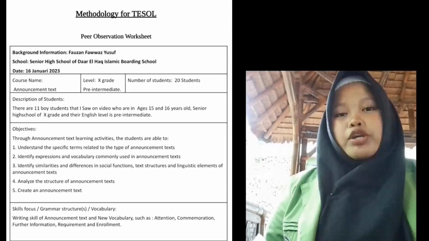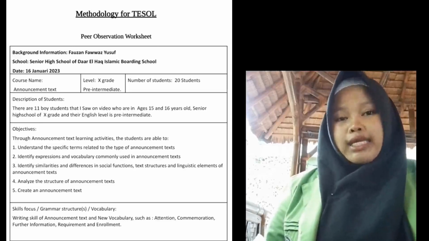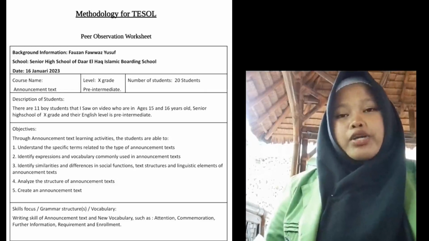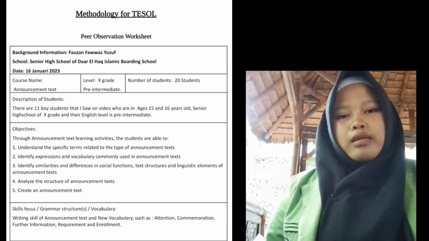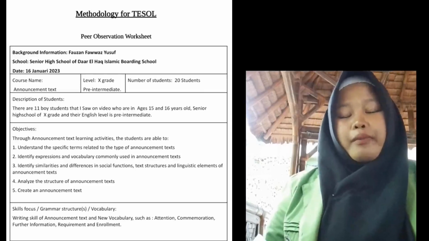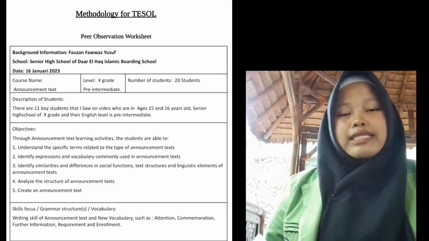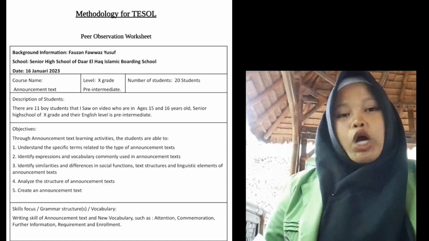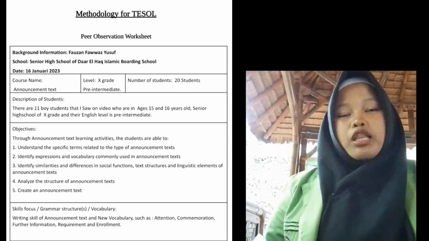The English level of the students is pre-intermediate. The number of students is 20, and as I can see from the video, there are only 11 male students, and the age is 15 and 16 years old. The learning object is about the announcement text, and this is the learning activity.